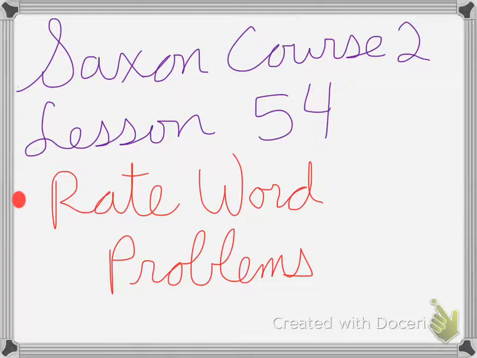Saxon Course 2, Lesson 54 is on rate word problems. So here I have, if Mr. Gomez drives his car at an average speed of 55 miles per hour, how far will he drive in 3 hours? Since a rate is a type of ratio, we can draw a ratio box to help us solve this problem.